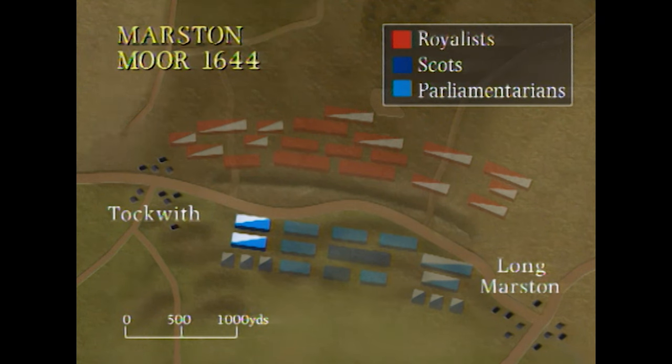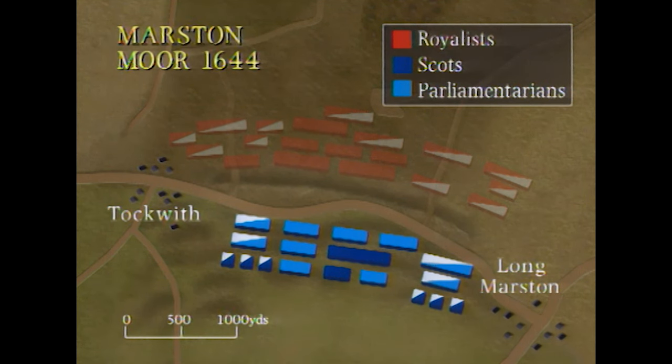Behind Cromwell's men were a brigade of Scots cavalry, under a professional soldier named David Leslie. These Scots were destined to play a crucial role in the battle. In the centre stood the combined infantry of the Allied armies, commanded by two more Scots professionals, Lawrence Crawford and James Lumsden.